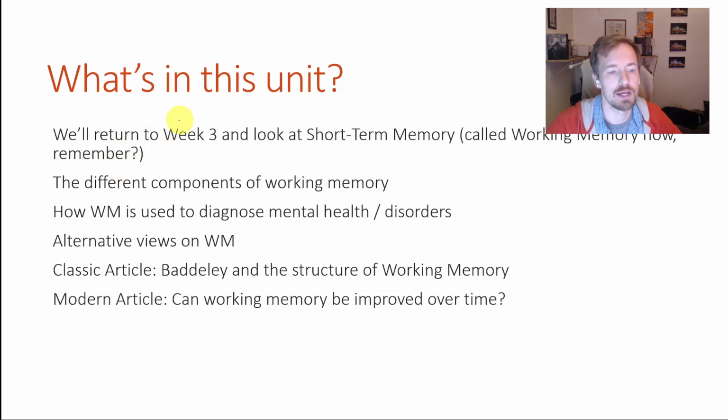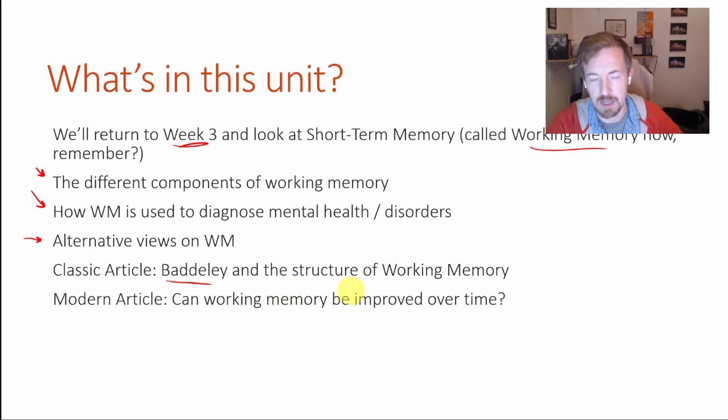We are going to pick up a little bit where we left off in week 3 when we were talking about the different structures of memory. You may remember we talked about sensory memory and long-term memory. We're going to be talking about short-term memory, which is now kind of referred to as working memory, and the different components of working memory. We're going to be talking a lot about how it's used in diagnosis, and some alternatives to working memory that aren't just what Baddeley says. A lot of psychology is built around Baddeley's conception of working memory. I'll show you a couple of alternatives to that.